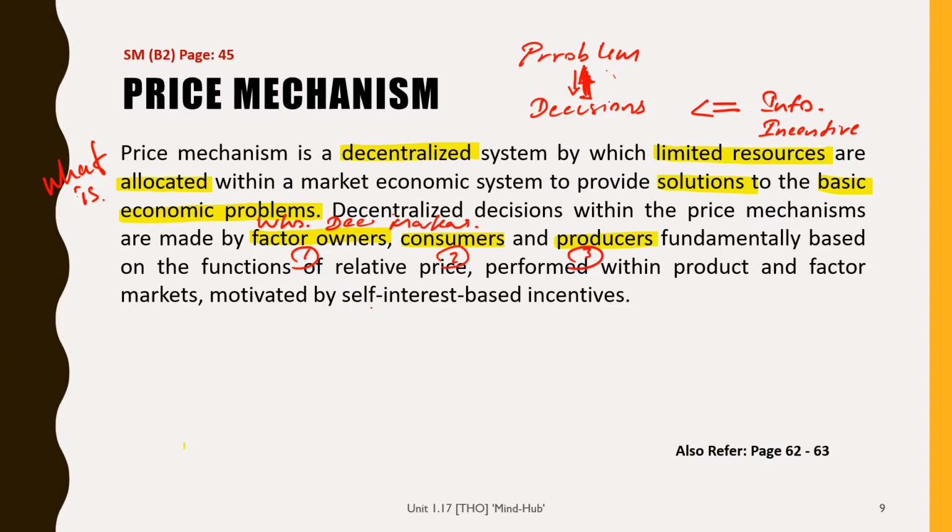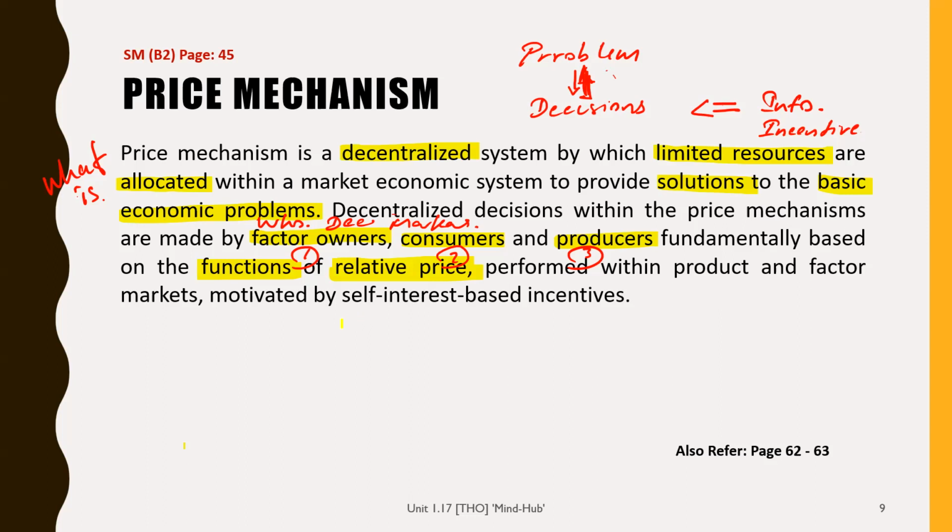That is where we talk about a very important job played by relative price. Price does certain jobs, three jobs, which we'll learn about. Only when price performs these 3 jobs will we get that information, incentive, and rationing ability, and make decisions. Who is we? Factor owners, consumers, and producers. We solve our basic economic problems.